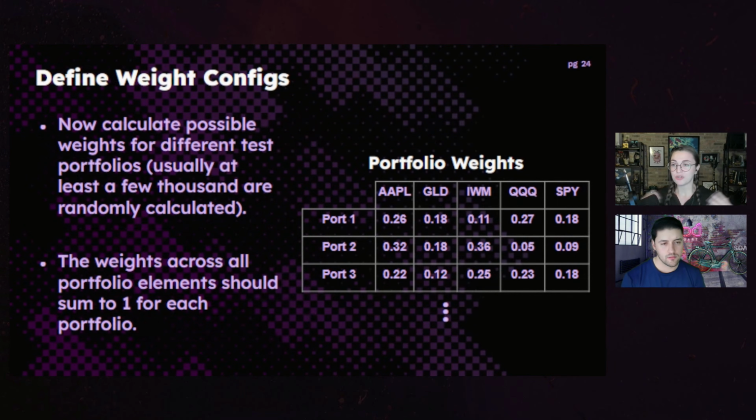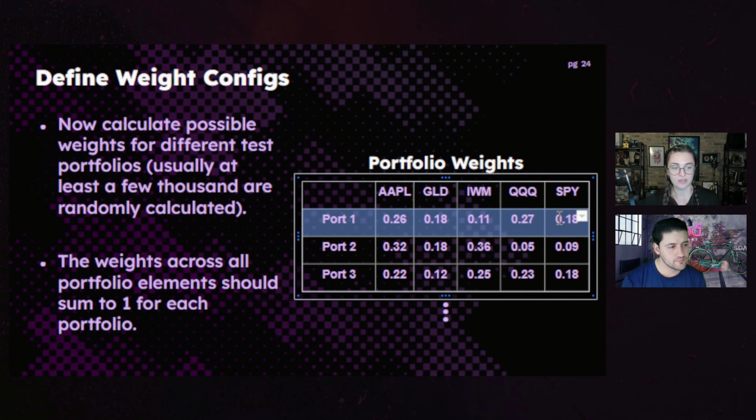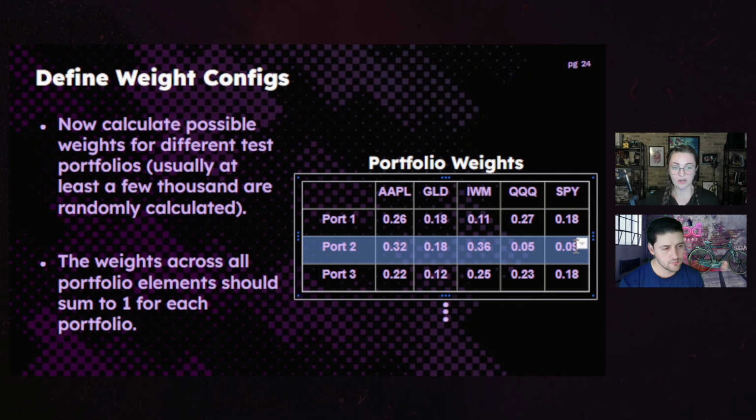So now we have to define different weights. So these are usually just kind of randomly designed again, or randomly calculated. Again, we want like a couple thousand. Think of this as kind of like simulating different portfolios is a way to think about it. So we have Apple, Gold, IWM, QQQ, and SPY. For portfolio 1, for example, we're going to have these weights. So 26% is going to be Apple, 18% is going to be Gold, 11% is going to be the Russell, and so on. Portfolio 2, we're just going to have another random configuration of possible weights.